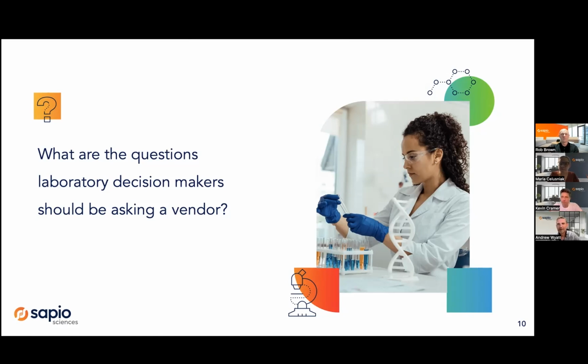Yeah, I think my favorite question to ask is, how long is it going to take to implement? And are you going to turn my scientists into coders as a result? So much of what I've seen through implementation is you need an army of coders to put a solution live.